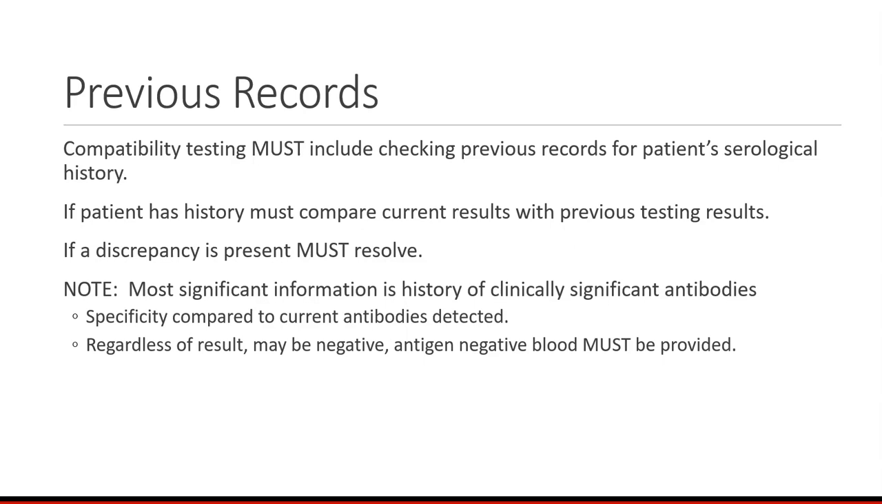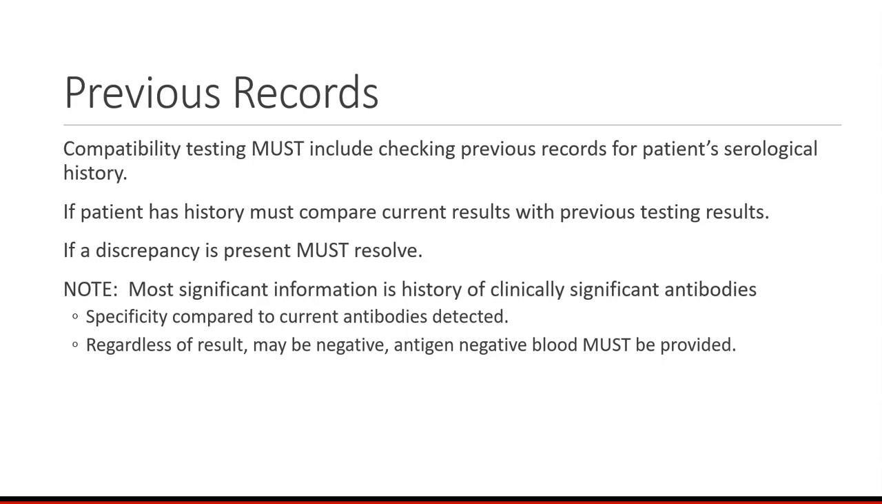Compatibility testing must include checking previous records for patients' serological history. So we have an antibody file, or now it's easy, it's in the computer. The first thing you do when you sit down with your sample is look up what their transfusion history is at your facility. If a patient has history, you must compare the current results with previous testing results.